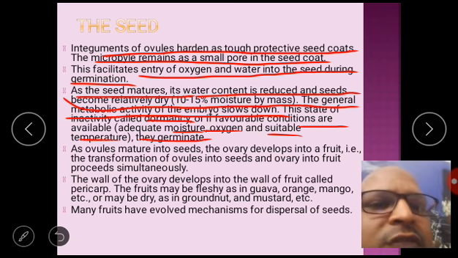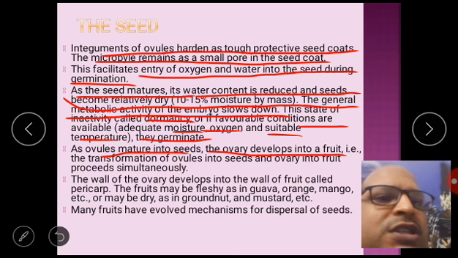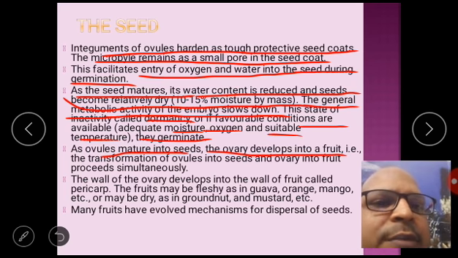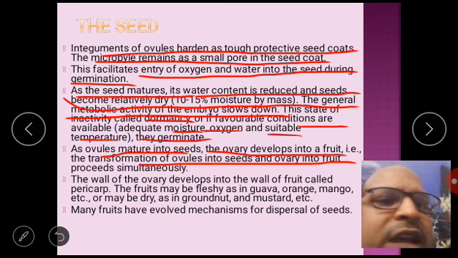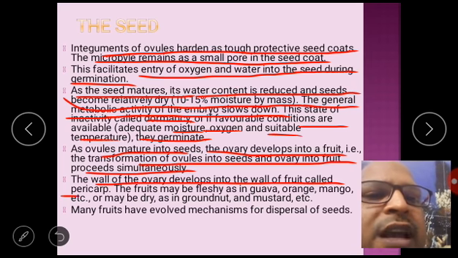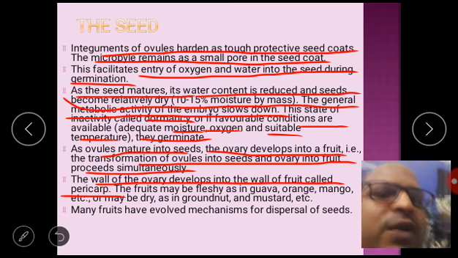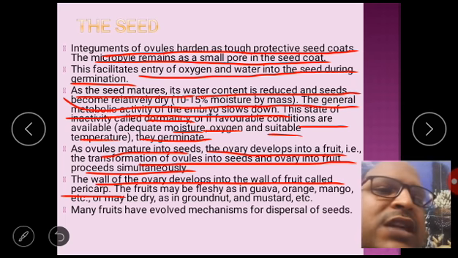Now as ovules mature into seeds, the ovary develops into a fruit. The transformation of ovules into seeds and ovary into fruit proceeds simultaneously. The wall of the ovary develops into the wall of the fruit, called pericarp.